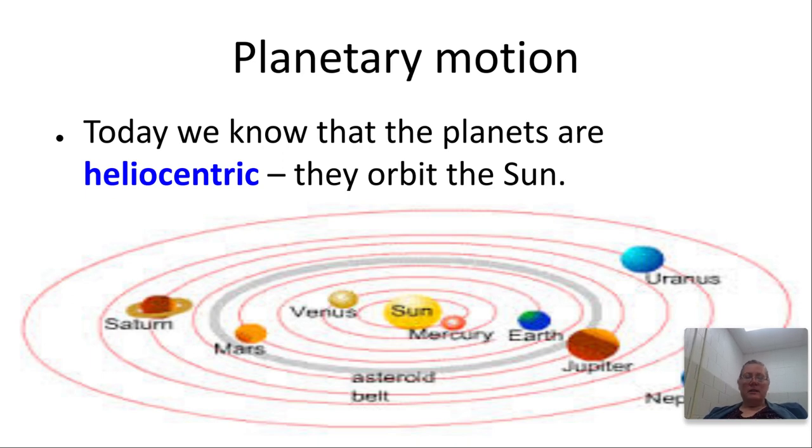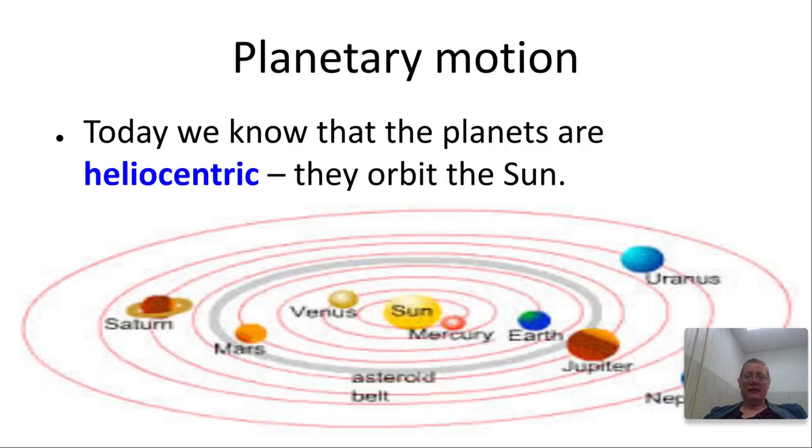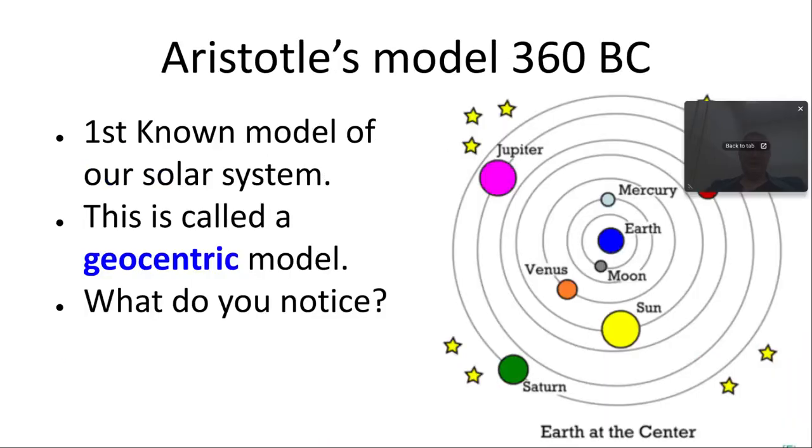And here's our solar system as we know it today. Aristotle's model was the very first model ever done, 360 BC, so well over 2,000 years ago. This is called the geocentric model. What do you notice? Write it down. How is this different than the one we just saw on the previous slide? So here's geo, here's helio. How is this one different than what we know today?